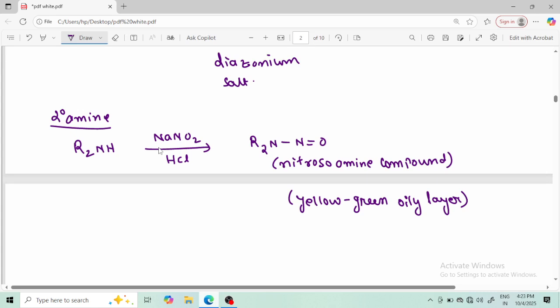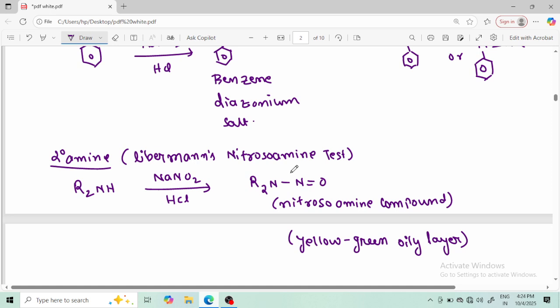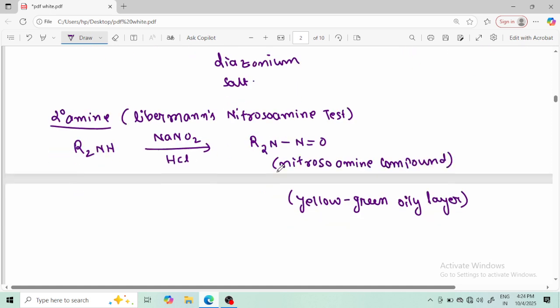Sometimes this reaction is also called Liebermann's nitrosoamine test. So how to identify this? Whenever one clear liquid is given and you don't know that it's 2 degree amine, the moment you react it with NaNO2 HCl, it will produce one yellow green oily layer. Then and there you will say that it's a nitrosoamine compound.